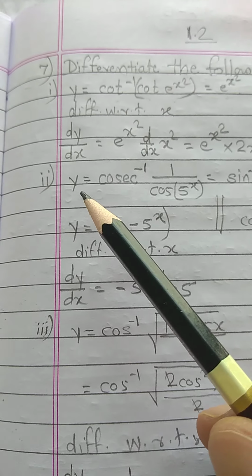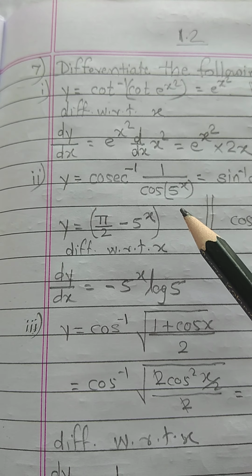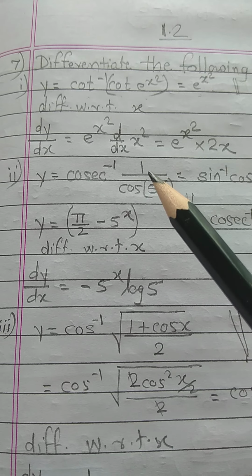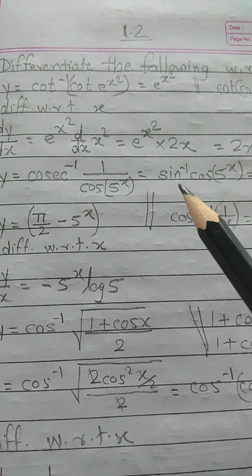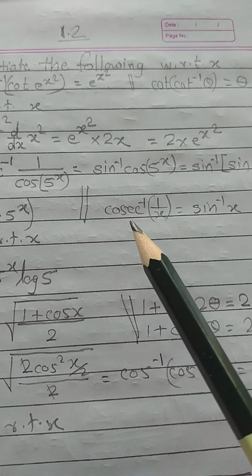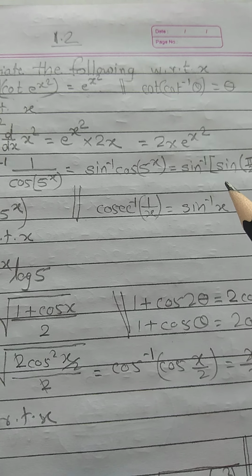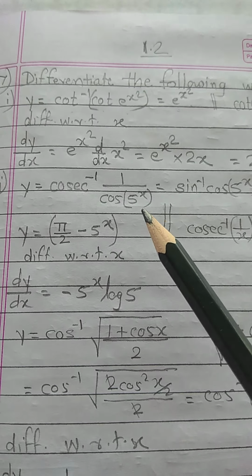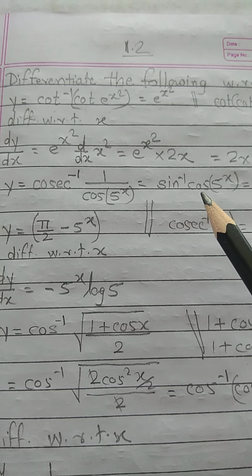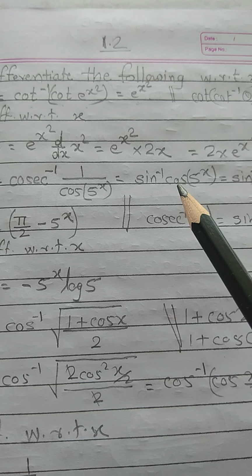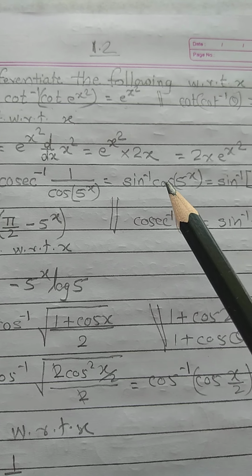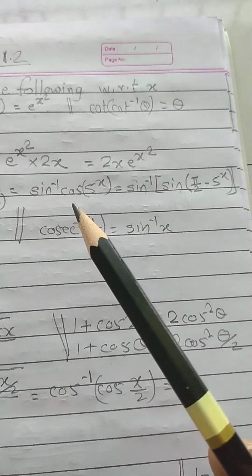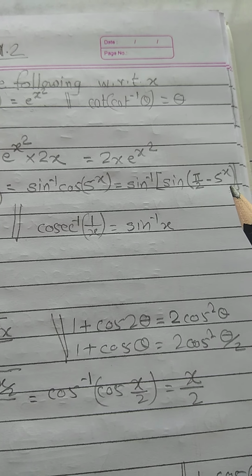Roman 2, y equal to cosec inverse of 1 upon cos of 5 raised to x. We know that cosec inverse of 1 upon theta is always equal to sine inverse of theta. Similarly, cosec inverse of 1 upon cos of 5 raised to x will be sine inverse of cos of 5 raised to x. We will convert this cos into sine. We know that cos theta is always equal to sine of 90 minus theta, that is, cos theta equals sine of pi by 2 minus theta.